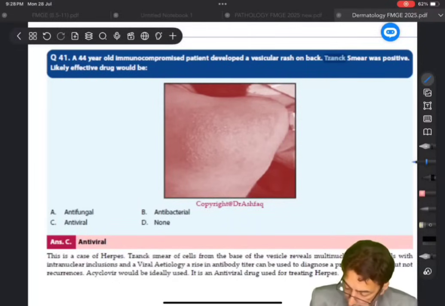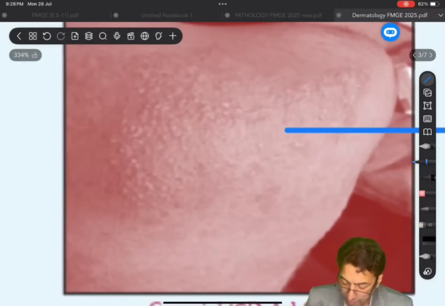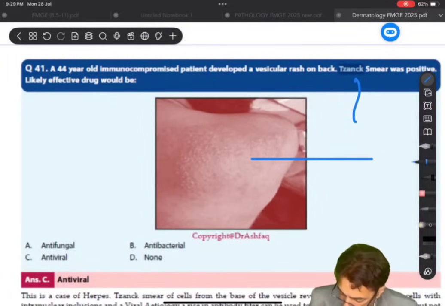This is a classical image of a patient having a herpetic lesion over here. So you can see, if I enlarge, these are the vesicles, the herpetic vesicles. And what is important, I have mentioned over here. You can see that this is the Tzanck smear, which was positive. I have mentioned it in the class.